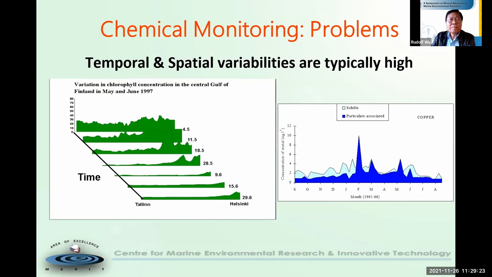Not only for dissolved oxygen, similarly for chlorophyll. This is data on the variation in chlorophyll concentration in the Gulf of Finland. The Gulf of Finland is a very small inlet. You can travel from one end to the other by hydrofoil in an hour, from Tallinn to Helsinki, an hour's boat trip. You can see that depending on where you go, the chlorophyll concentration varies, and likewise it varies depending on when you go there.